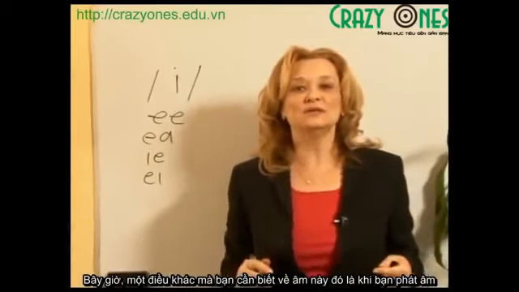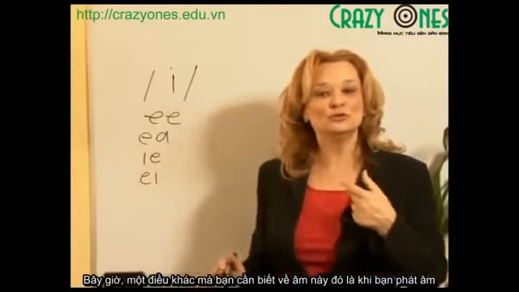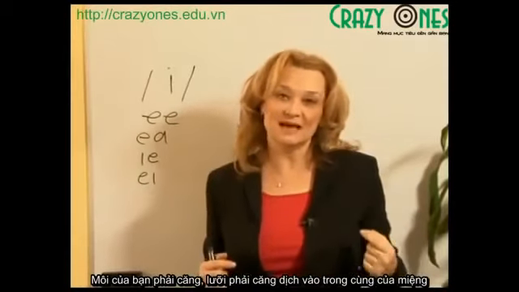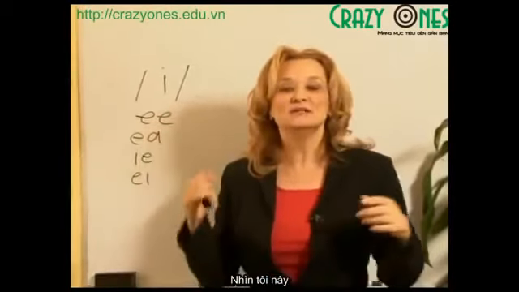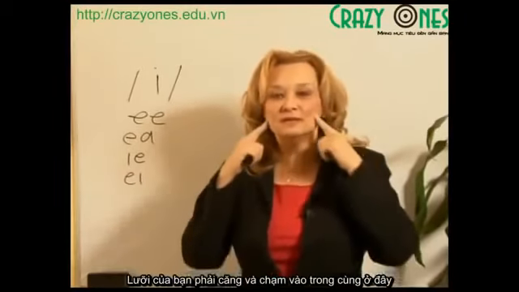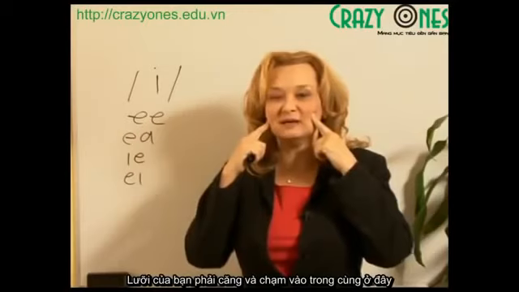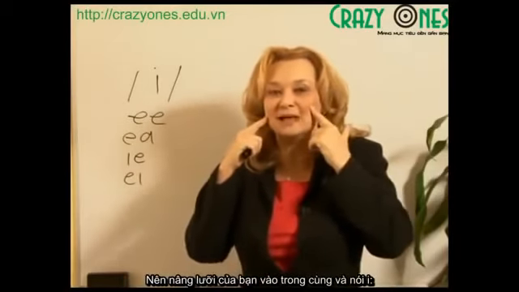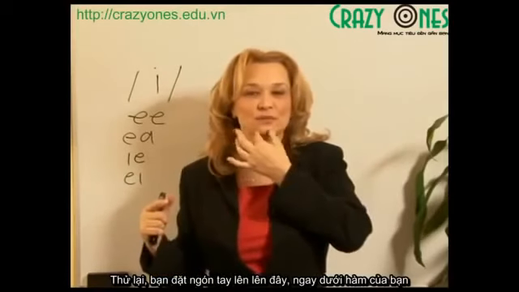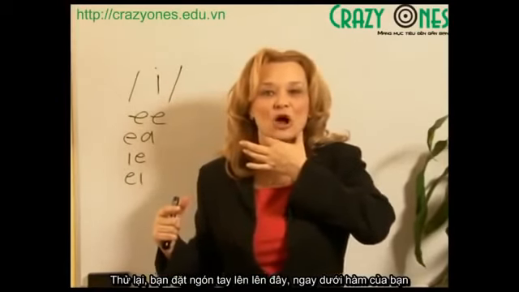Now, the other thing that you need to know about this vowel is to produce it, your lips must be tense and your tongue must be tense in the back of your mouth. So, look at me. E, E. Your tongue must be tense back here, so raise your tongue up in the back and say E. To try this out, put your fingers right here, right under your jaw.